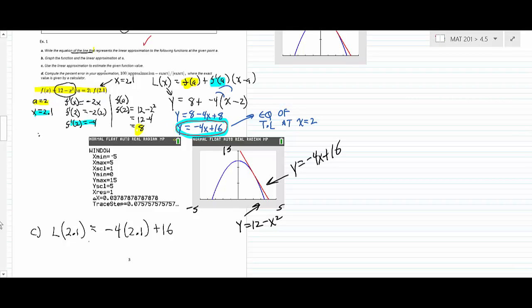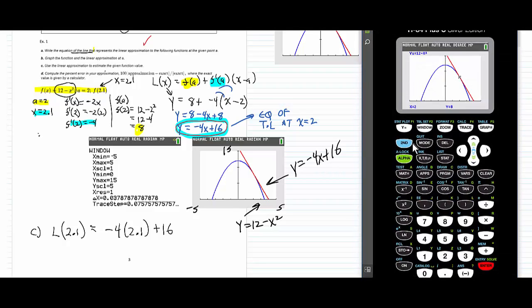Okay, so if you do that, there's two ways to do this. You could do this on your calculator like this, or you could just trace out on the graph. So I'm going to do -4 times 2.1, and then add 16 to it. And that will give me about 7.6. So that's approximated by 7.6.